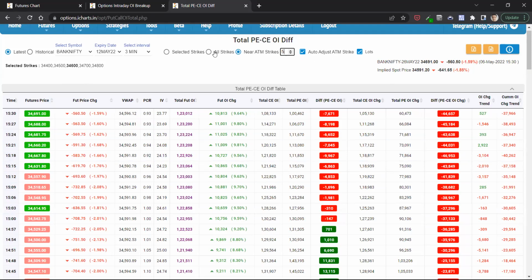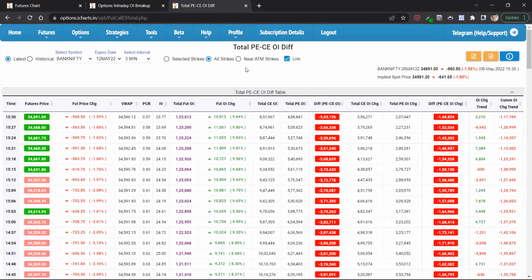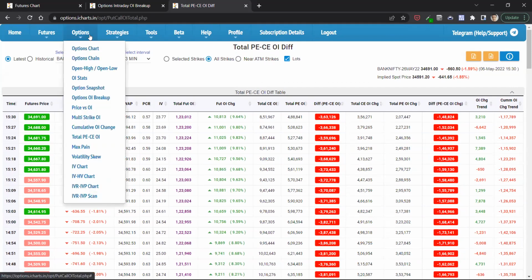If you want to be safe initially, just go with all strikes. It'll give you the overall picture for the day, and things will be clear over here. So this is about PCUI. Multi-strike OI.